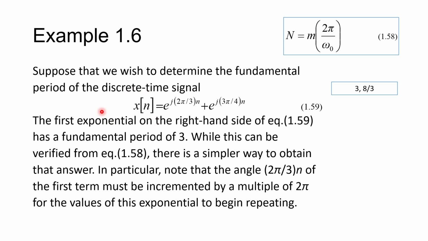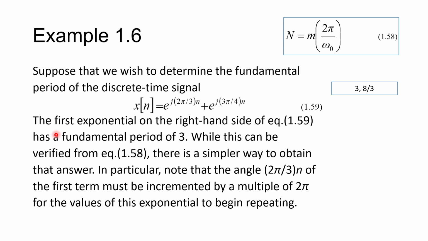And for the period of x of n, you want the common multiple of both of them, so 3 and 8. So the period of everything is 24. So that's the solution to this question.